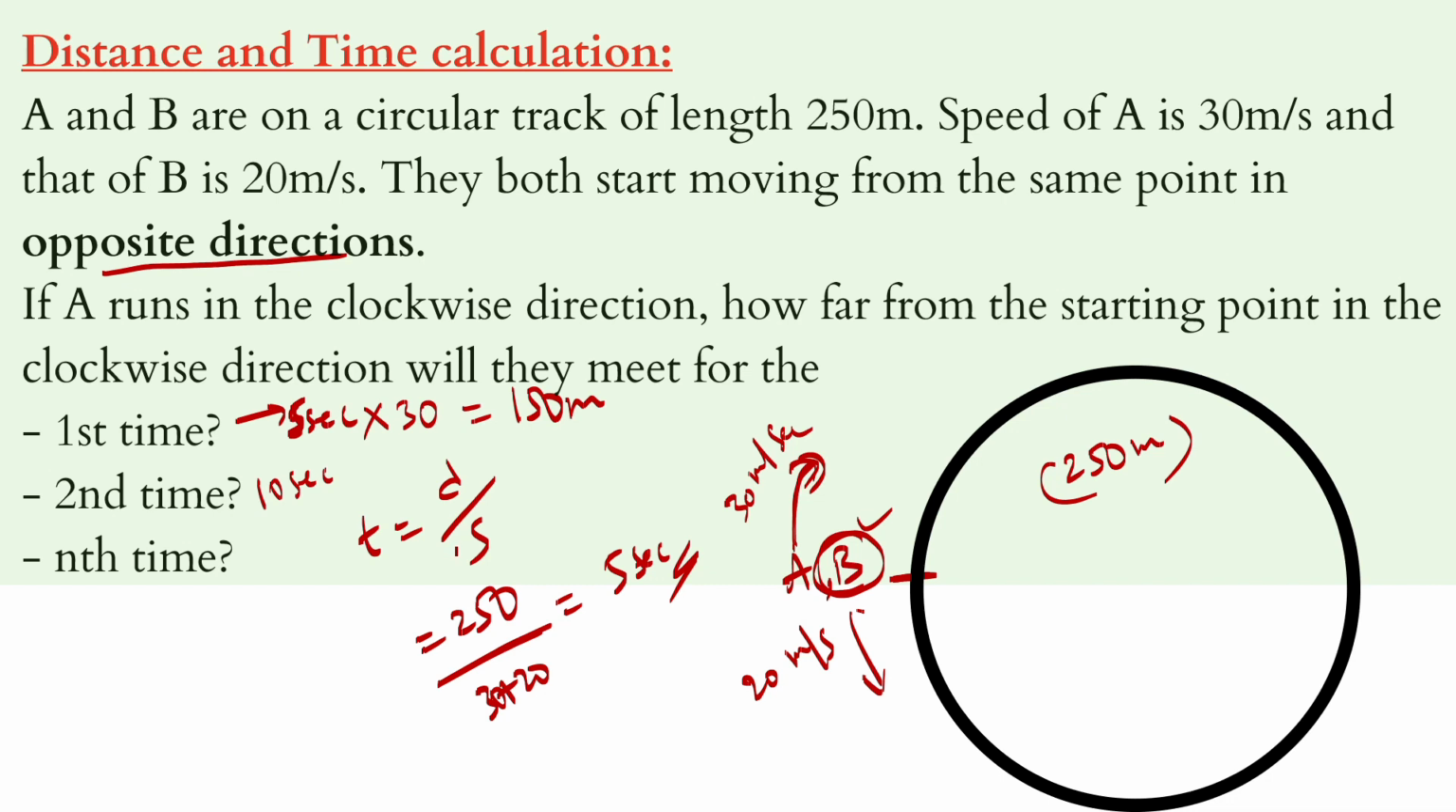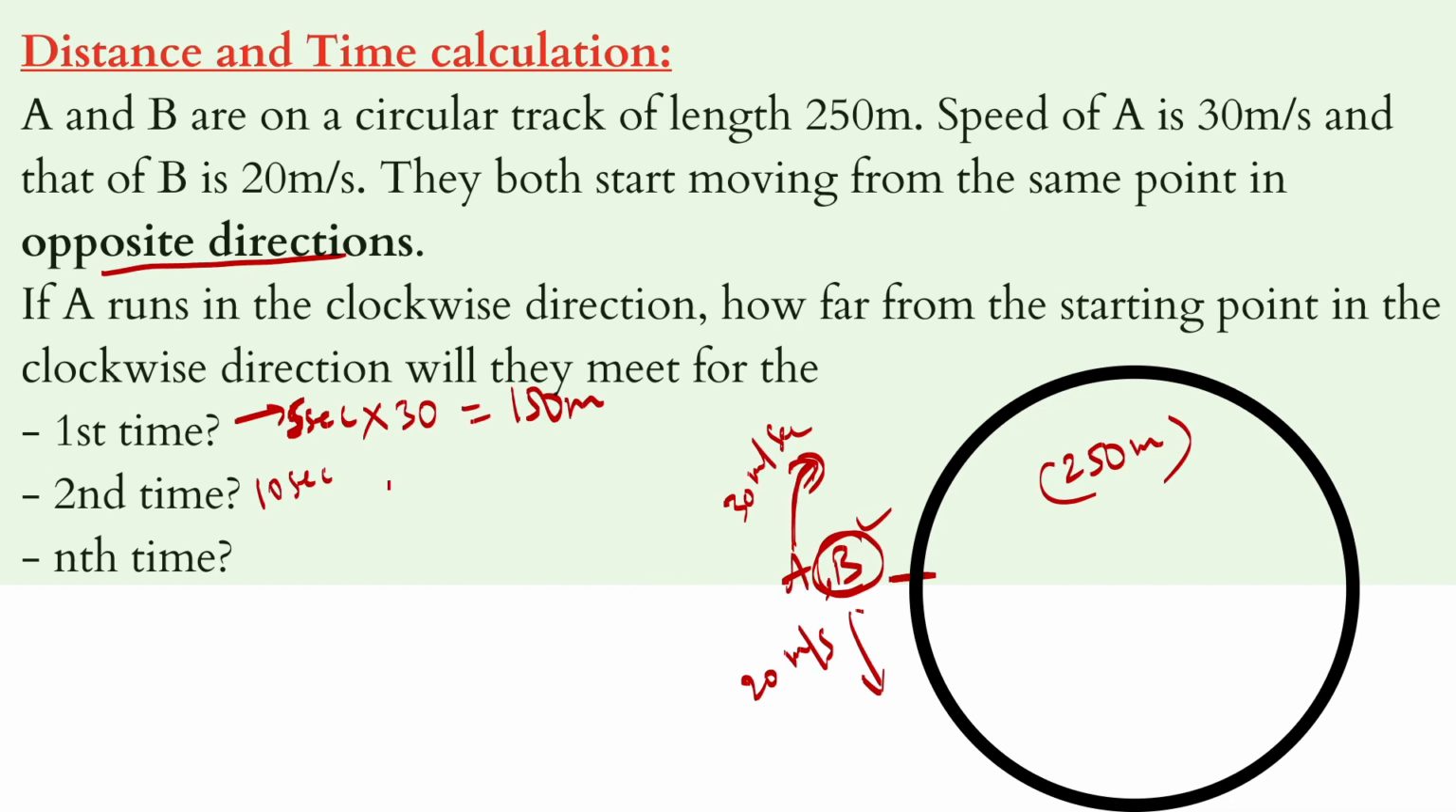And how can we calculate distance here? The distance traveled here for the second time is 300 meters, right? Now if we divide 300 meters by the length of the track, that is 250 meters, the remainder will be 50 meters. This is the remainder.